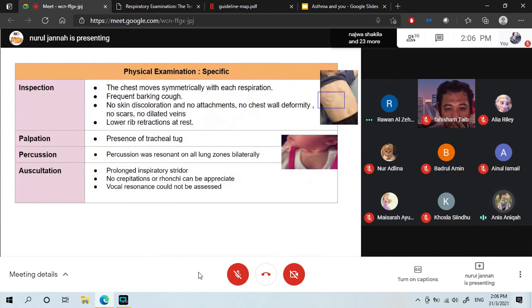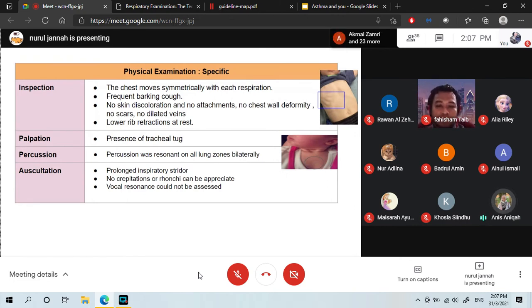Okay, now I will continue with the specific physical examination. For the inspection, the chest moves symmetrically with each respiration. Frequent barking cough, no skin discoloration, no chest wall deformity, no scars, no dilated veins, so it's okay. And there is lower rib retraction at rest, which is a sign of respiratory distress. And during palpation, there is presence of tracheal tug.